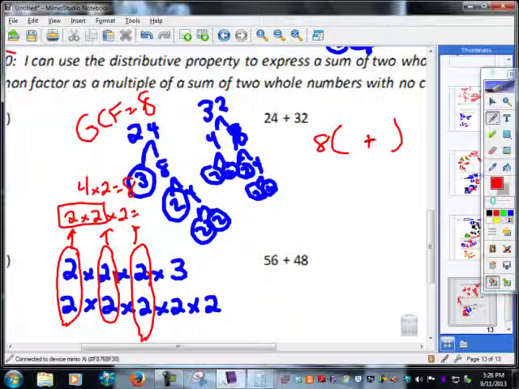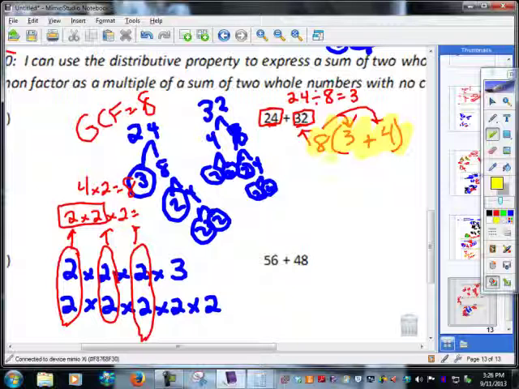Now I'm going to ask myself, what would I multiply by to get me back to what I started with? In other words, I want this to become that. So what would I multiply 8 times to get to 24? Now if you struggle with your math facts, remember, you can just take this number, 24, and divide it by 8. That'll give you that other factor. So that's going to be 3. And same thing here, what times 8 would give me 32? Well, if you need to, do 32 divided by 8. Get 4.